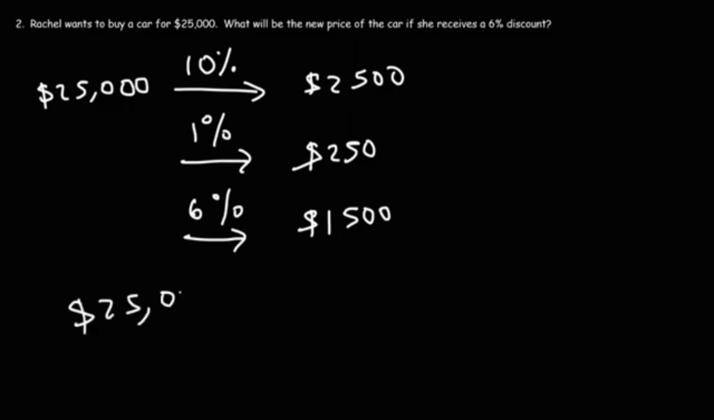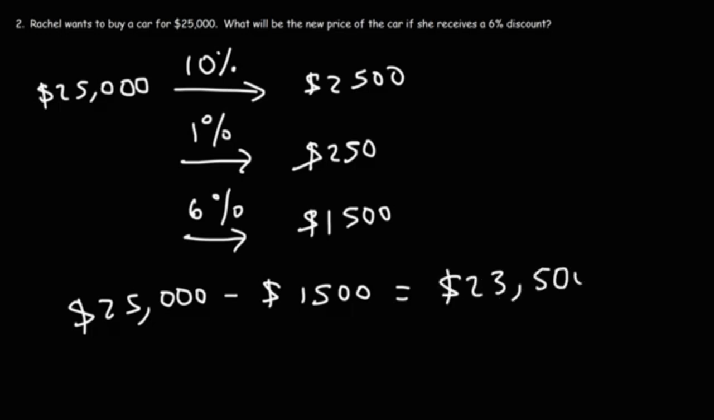So if we discount the original price by 6% or by $1,500, we're going to get the new price. And so the new sell price will be $23,500.